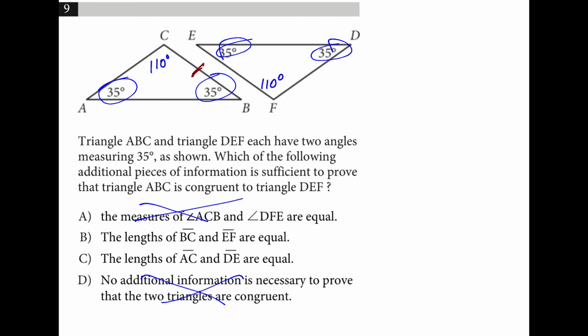BC and EF are corresponding side lengths. If they were equal, then it would be congruent. AC and DE are not corresponding side lengths. Notice one is between 35 and 110, the other is between 35 and 35. So B is the only one.